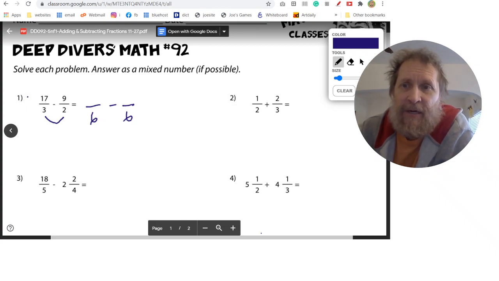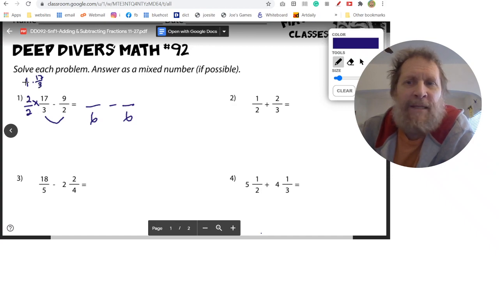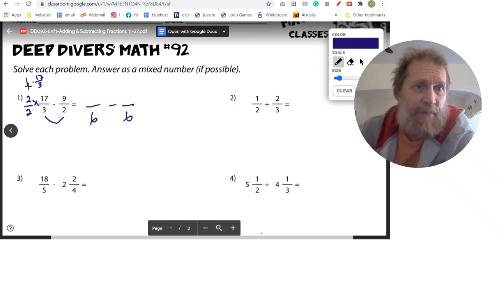Now, some of you have already done multiplication with fractions. I show the multiplication with that little dot, but we can show it with the x here. The x just means 2 over 2 times 17 over 3. I think I've shown most of you this before, but if I haven't, bear with me. 2 over 2, of course, just equals 1. So when I do 2 over 2 times 17 over 3, all I'm doing is 1 times 17 over 3. Well, 1 times anything just gives me the same number.